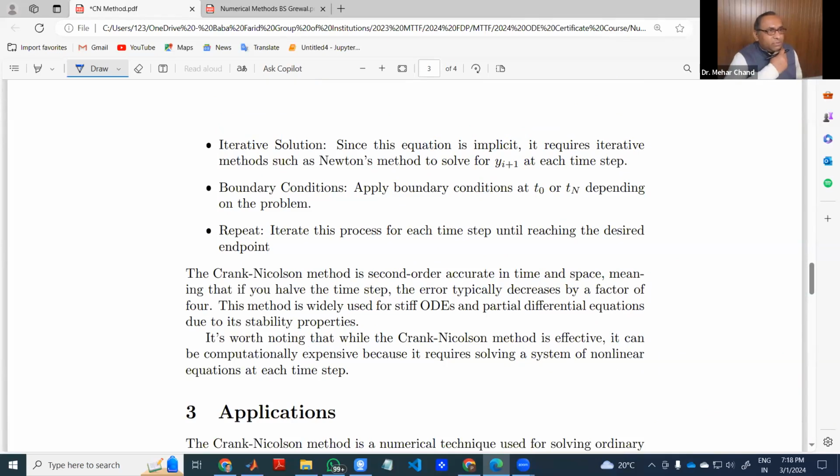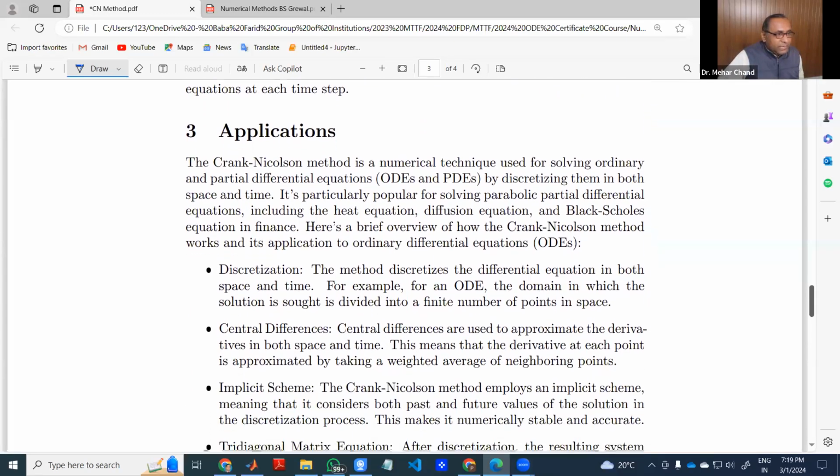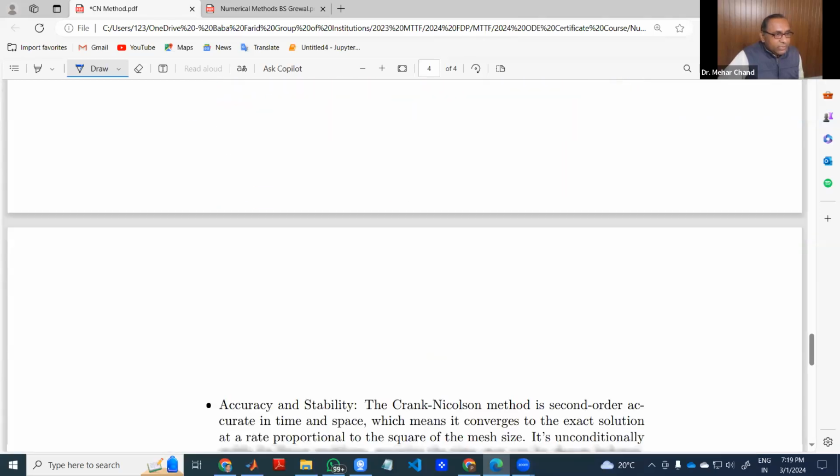For the iterative solution, since the equation is implicit, it requires an iterative method, such as Newton's, to solve for y_{i+1} at each step, and apply the boundary conditions, whatever we are given, t naught or t_n, depending upon the problem. We have to repeat this iterative process at each time step until reaching the desired endpoint. There are several applications we try to explain here. You can go through the detail.